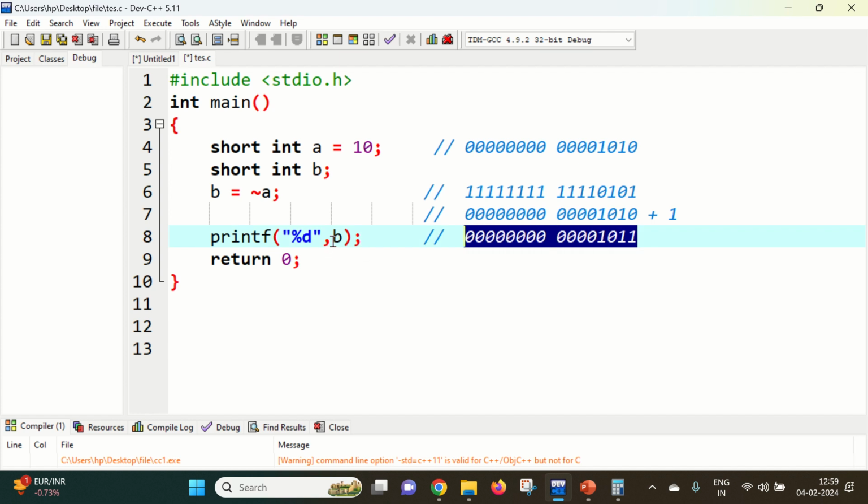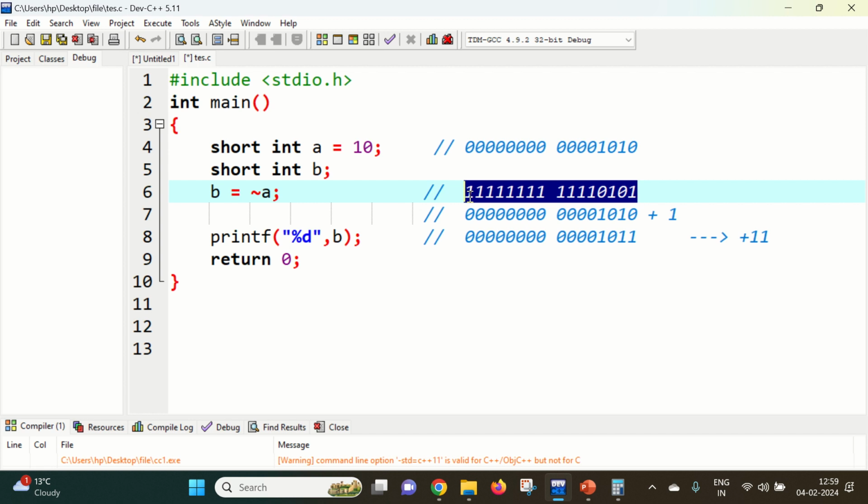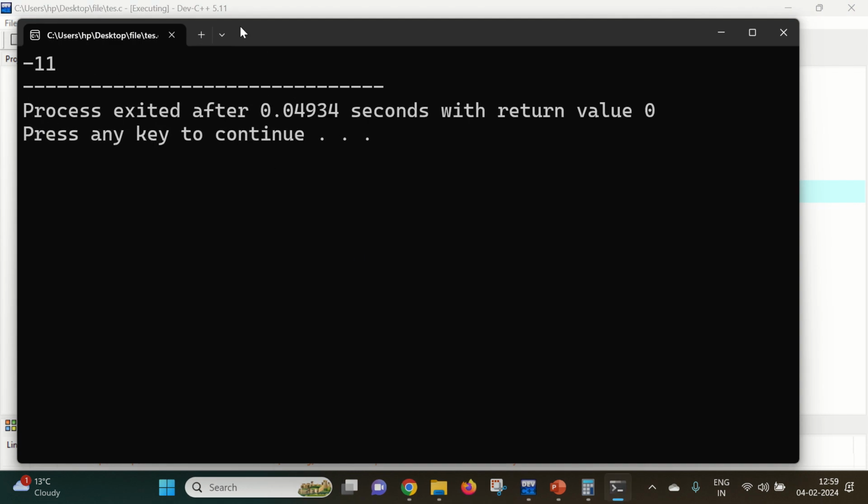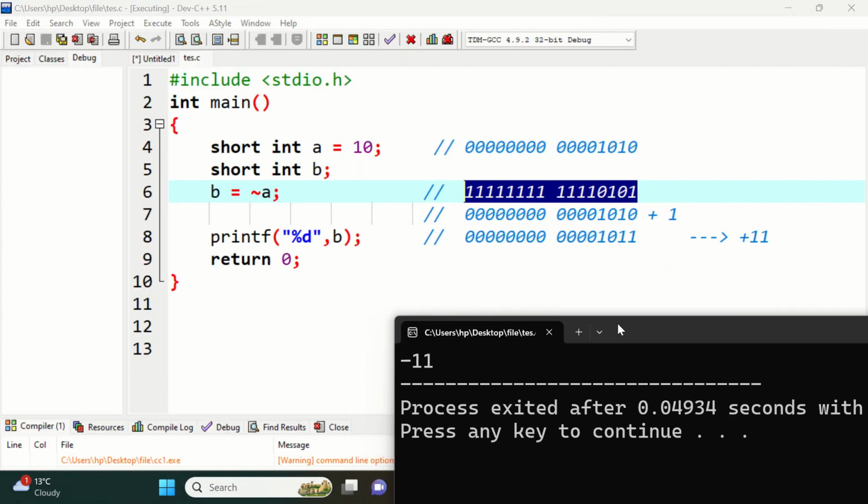So you can say that this number is actually plus 11. So when you have plus 11 and you take the 2's complement of this, then you will get this one. So this is actually your B, and this is negative 11. So in this way we get our answer. This is the negative number.